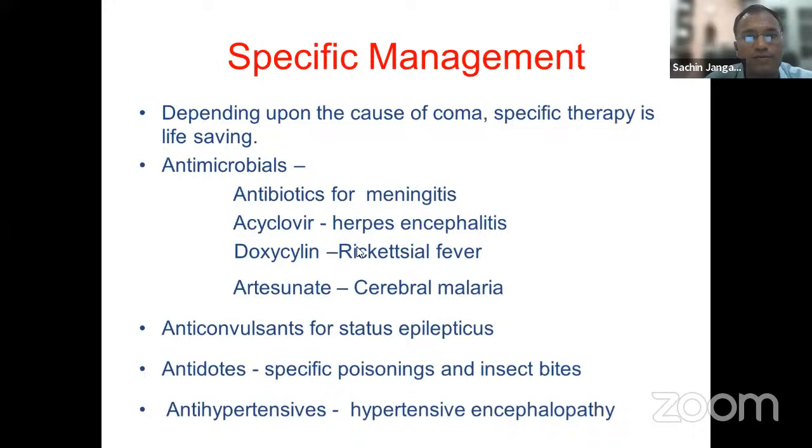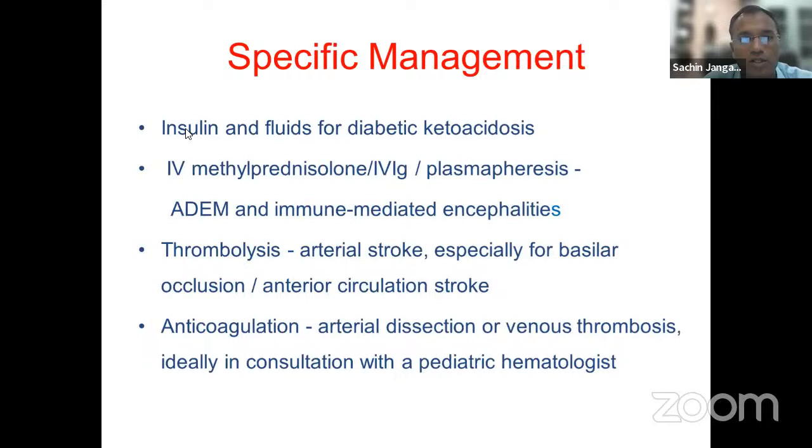Specific management depends upon the cause of coma. If you suspect an infective cause, give antibiotics for meningitis, acyclovir for herpes encephalitis, doxycycline for rickettsial fever, and artesunate for cerebral malaria. Use anticonvulsants for status epilepticus. Give antidotes for specific poisoning, or anti-snake venom for snake bite. In diabetic ketoacidosis, we have to give insulin and fluids. In autoimmune encephalitis, IV methylprednisolone, IVIG, and plasmapheresis are the options. In acute stroke, especially basilar occlusion, thrombolysis can be done. For arterial dissection and venous sinus thrombosis, anticoagulation should be started after consulting the pediatric hematologist.